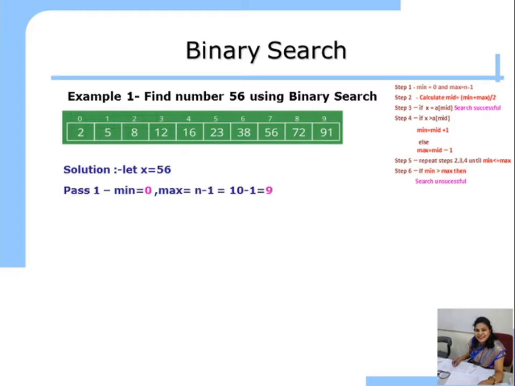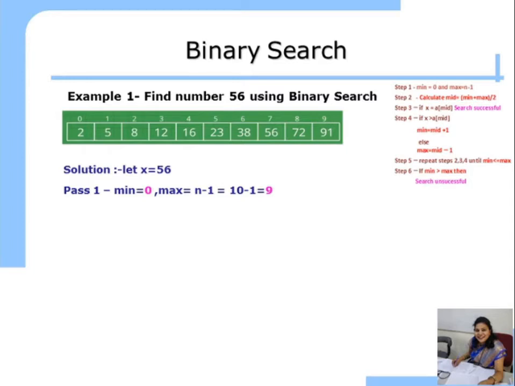So in pass 1, we first calculate the minimum and maximum boundary. What is the initialization? You can see in the algorithm, in step 1, minimum is equal to 0 and maximum is equal to n minus 1. The minimum index value is 0. And maximum is n minus 1, where n is the number of elements of the array. How many elements are in the array? There are a total of 10 elements. So 10 minus 1, that is 9. So we get the boundary: minimum is 0 and maximum is 9.